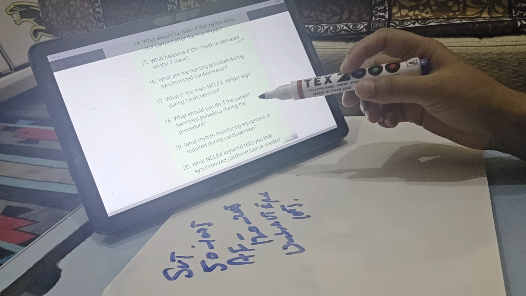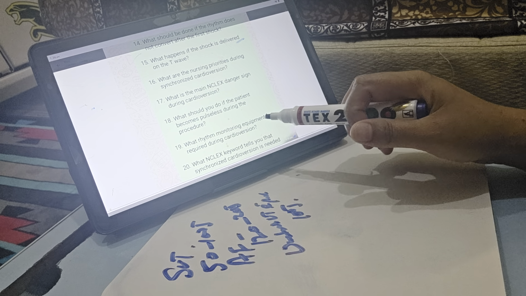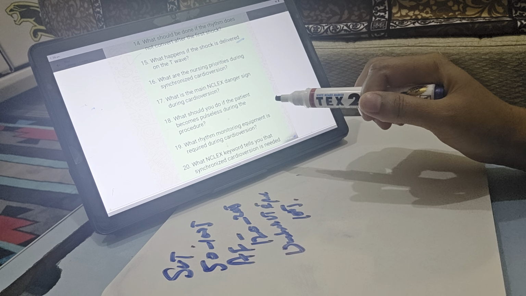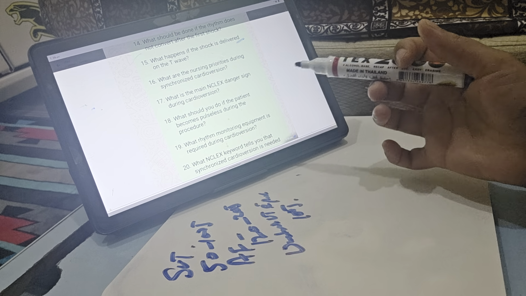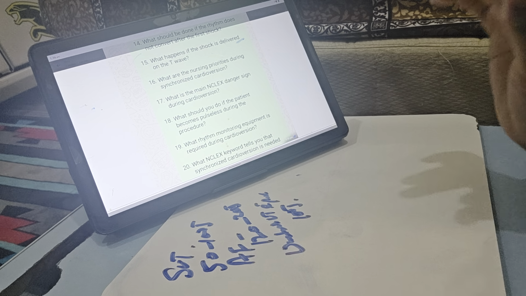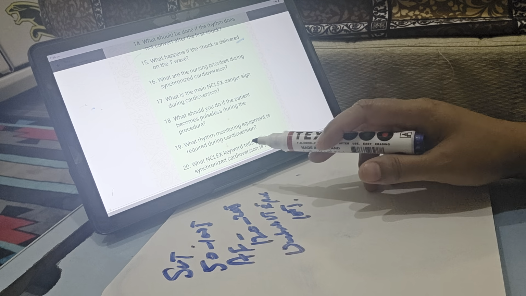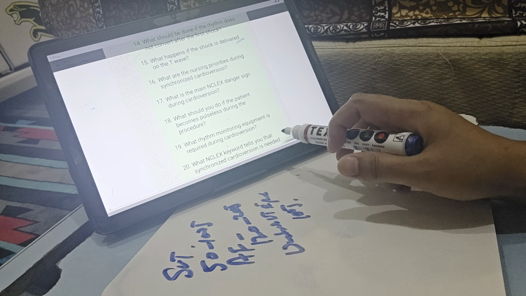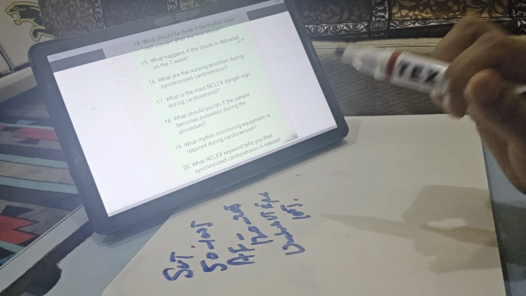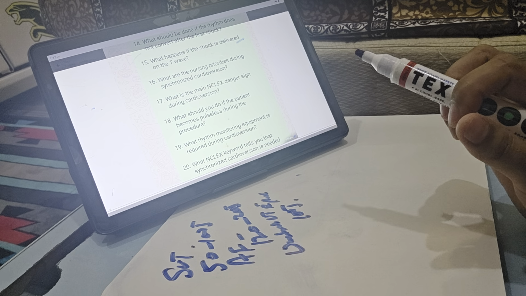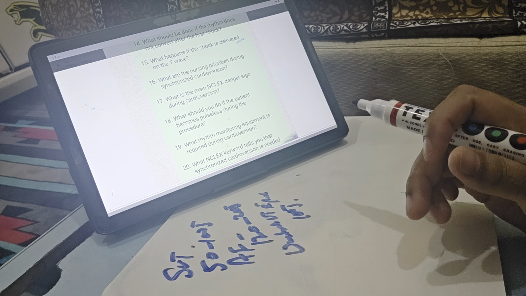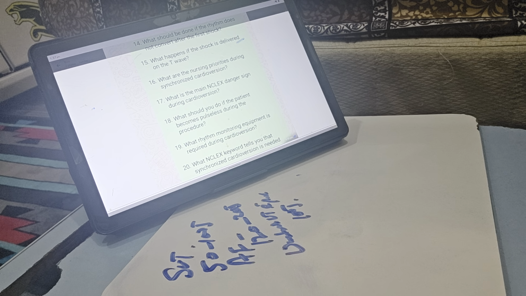Flashcard number 19. What rhythm monitoring equipment is required during cardioversion? We should have an ECG monitor, pulse oximetry, and blood pressure monitoring, and all emergency equipment should be ready with the patient. Our last flashcard, number 20. What NCLEX keyword tells you that synchronized cardioversion is needed? An unstable patient with a pulse, or tachydysrhythmias with a pulse. In this condition we use cardioversion.